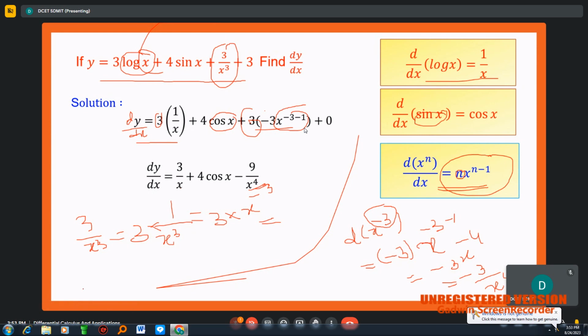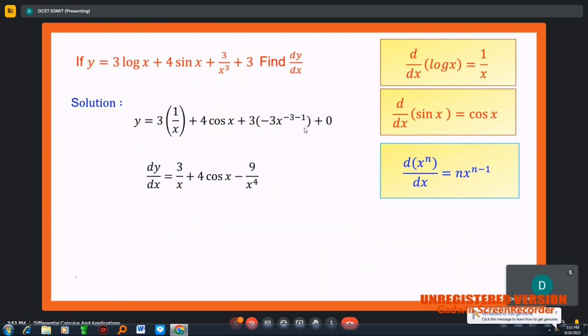This is the required derivative of the given function y is equal to 3 log x plus 4 sin x plus 3 by x cube plus 3. Differentiation of 3 is 0. Okay, clear this one? Have all of you followed?